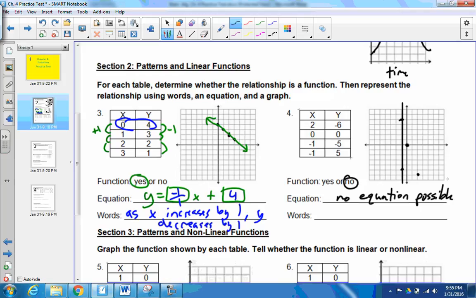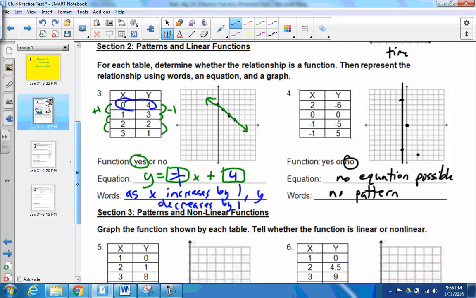All right, in words, there's really no pattern, so there's no words, other than saying there's no pattern, that we can tell at least. So from the information we have, there's no pattern. So that's section 2, looking at whether it's a function or not, writing an equation, and graphing points.